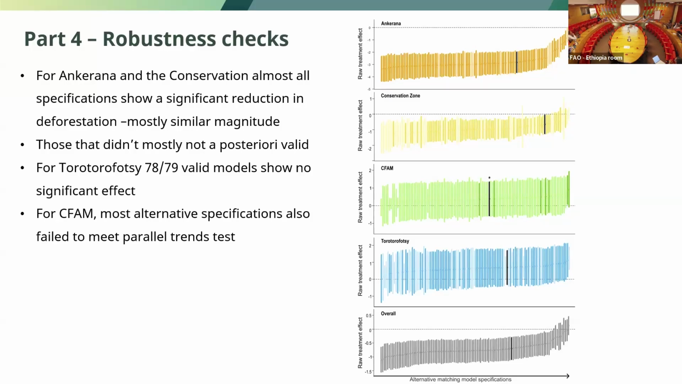So what you can see here is for Ankarana, almost all of those different specifications showed a significant reduction in deforestation, and most of them are of a really similar magnitude. Kind of the same for the conservation zone. This is the one we couldn't assess because it didn't meet the parallel trends. And most of the other specifications also didn't meet parallel trends, which probably means there's something quite unique about this place. This offset, we didn't find a significant effect of protection, and nor did the majority of specifications. So these results were amazing. They made me very happy.